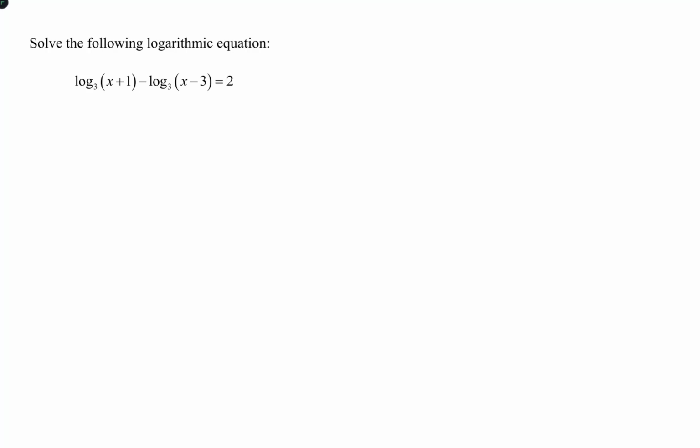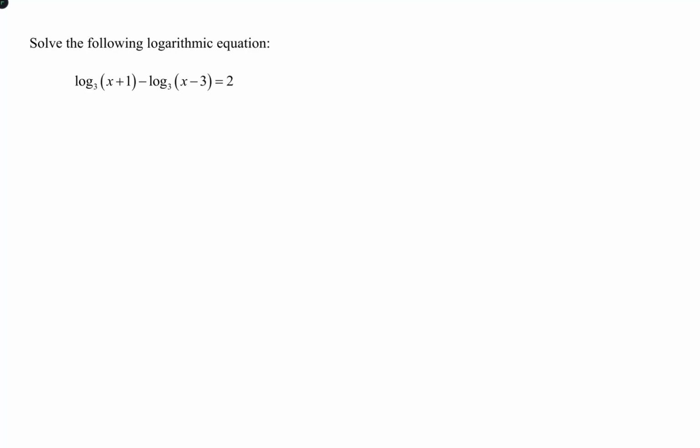And when that's the case, what we need to do is rewrite this statement so that we have an equivalent exponential expression, and that's going to be easier to solve. Before we can change this from logarithmic form into exponential form, however, we've got to get all the logarithms combined into a single logarithm and then have that set equal to the constant.